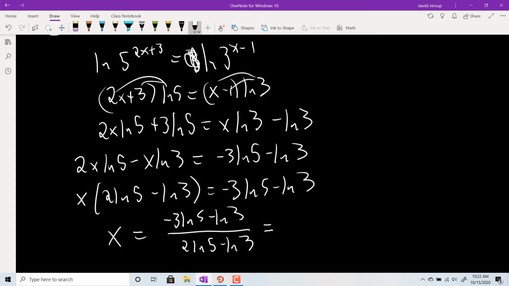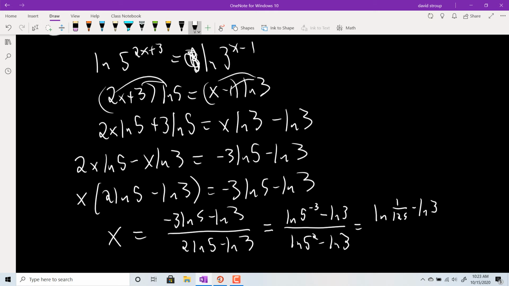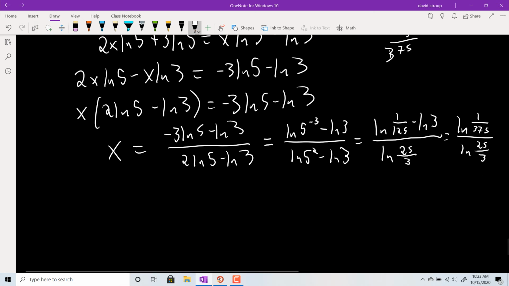There's other ways to simplify this, and this may look kind of crazy, but I don't think it'll kill us to look at it. So you can go ln of 5 to the negative third minus ln of 3 all over ln of 5 squared minus ln of 3, which will equal ln of 1 all over 5 cubed, which is 125, minus ln of 3 all over ln of 25 over 3, which will equal ln of 1 all over 3 times 125, 375, all over the ln of 25 over 3. Okay, so that would be as simplified as you could really get it.